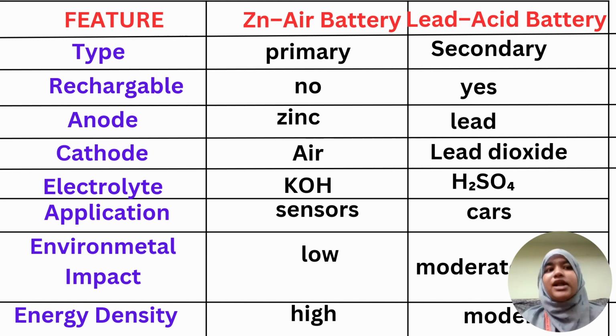Now, the environmental impact of the zinc air battery is very low, but for the lead acid battery it is moderate to high. Energy density is very high in zinc air batteries and moderate in lead acid batteries.